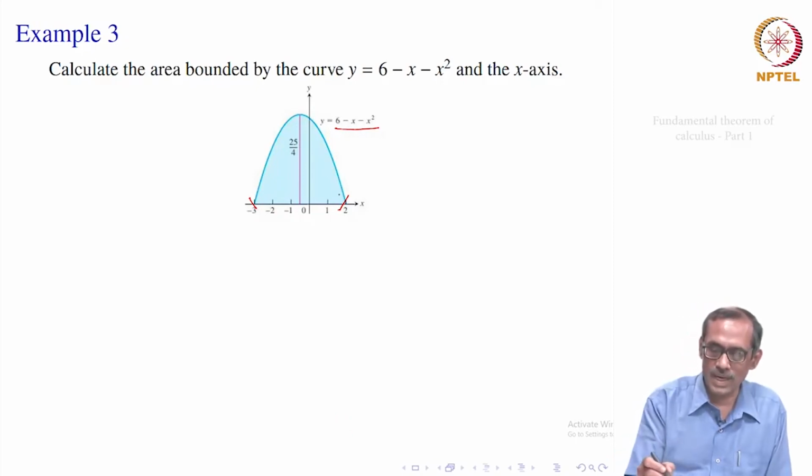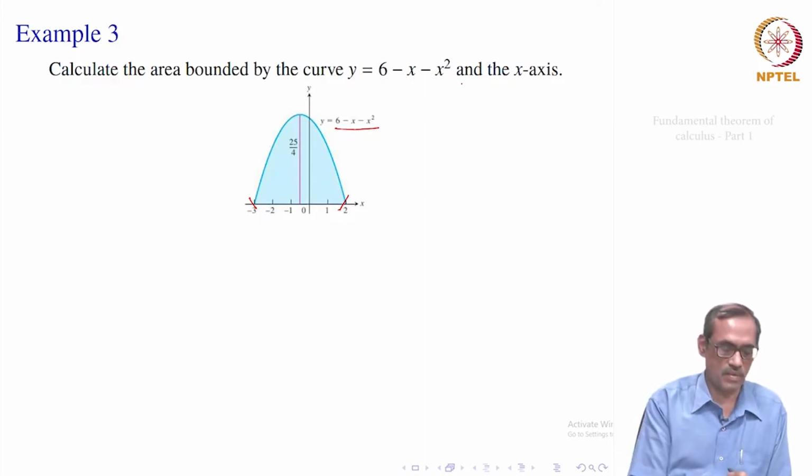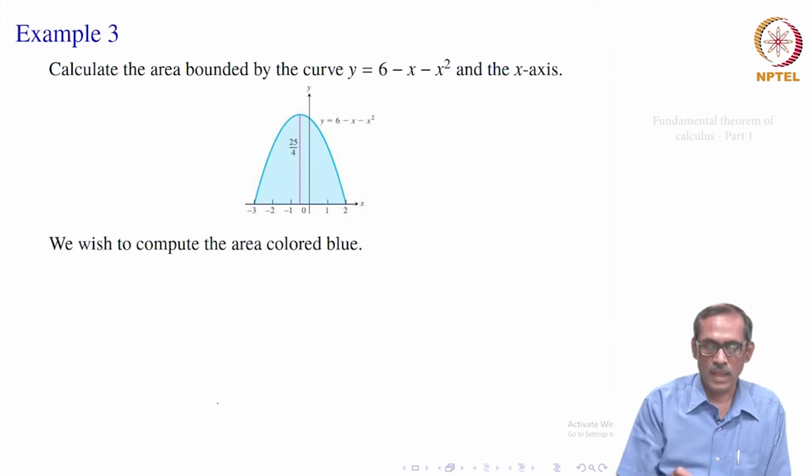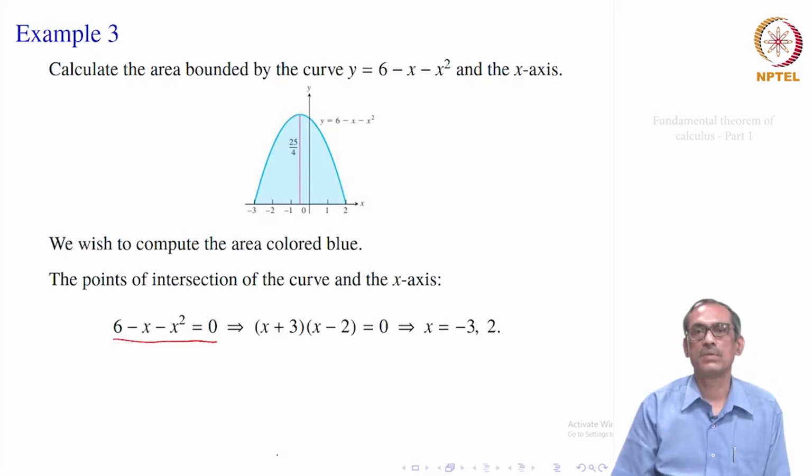So, in order to see what are those points, we must first find out where this curve crosses the x axis. Okay. So, when it crosses the x axis, that means y equal to 0. So, when 6 minus x square equal to 0, that is our first question. So, to compute the area, first we find the intersection, we want to see where 6 minus x square equal to 0.